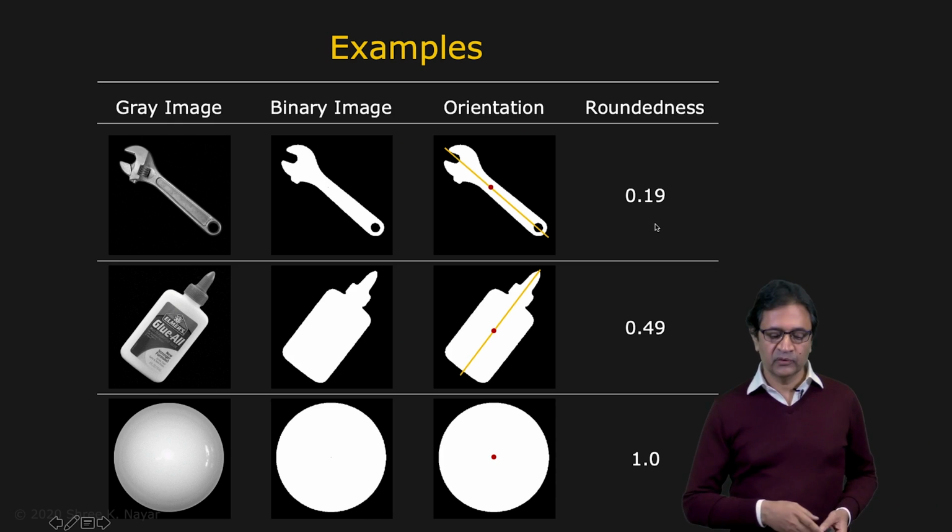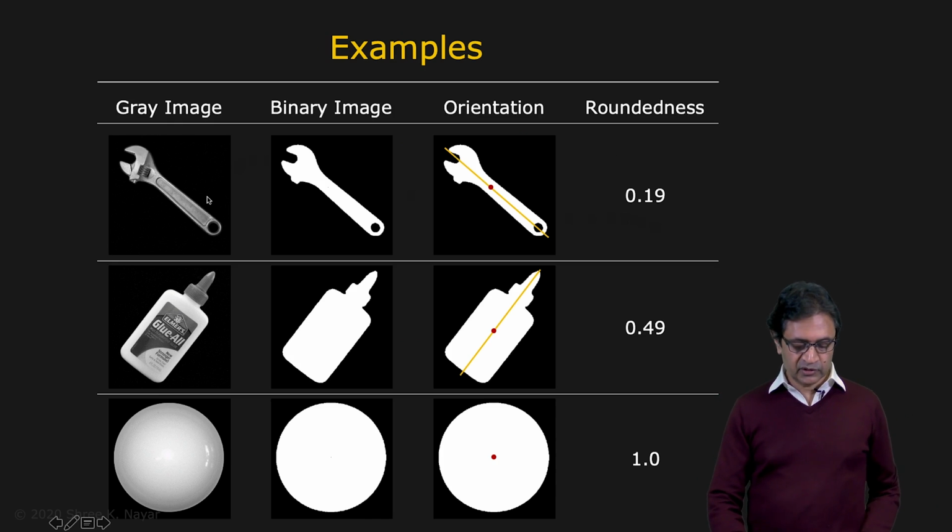Now let's take a look at a few examples here. You have three images of three different objects here, grayscale images.